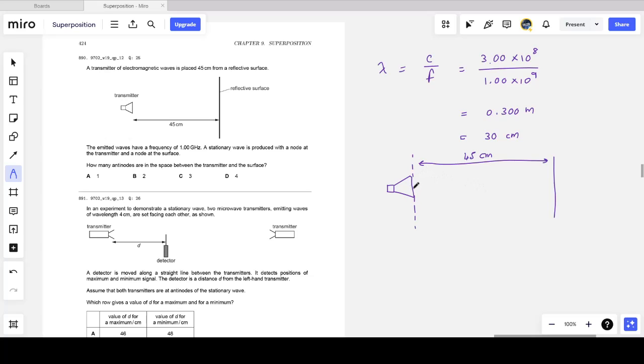So I'm going to have one complete wave, and then I'm going to have half a wave. And then I'm going to move the reflective surface closer because I didn't draw that very well at all. And so I have a node at the speaker and a node at the reflective surface, like the condition was stipulated. And so I have node there, node there, node there, and node there.